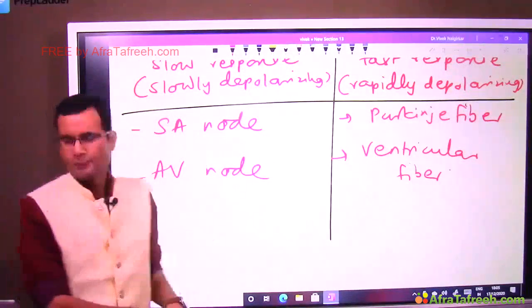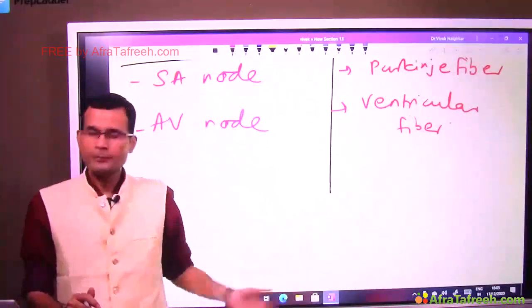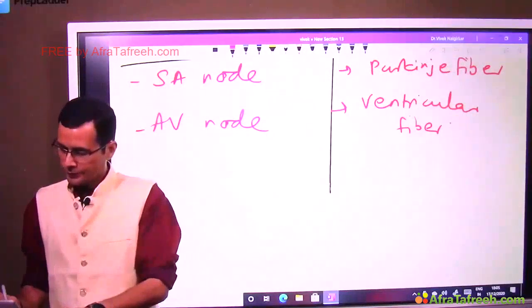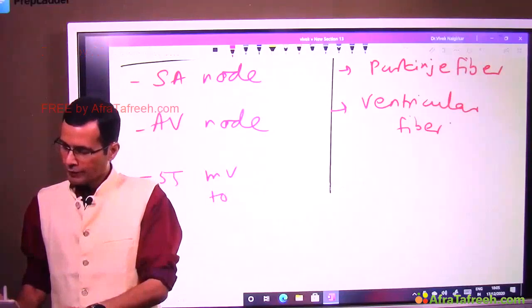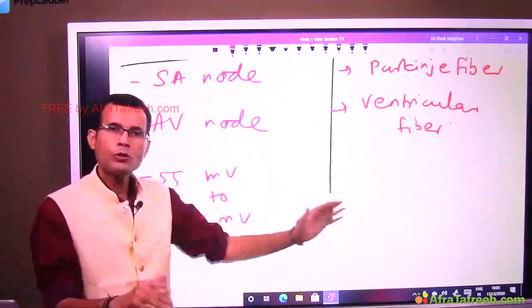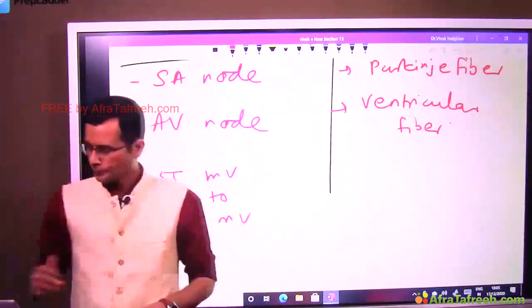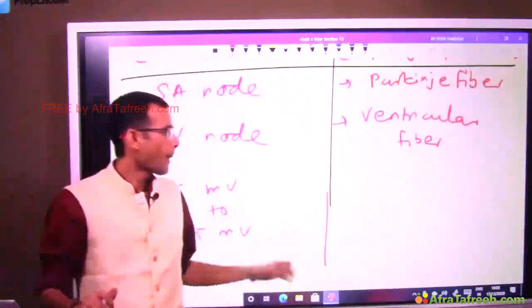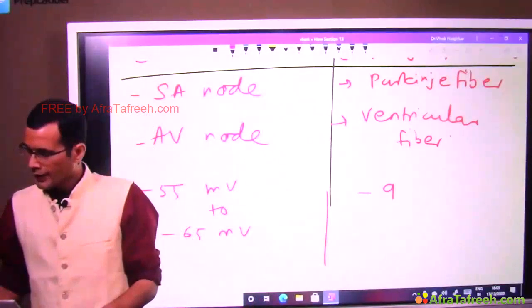What is the difference? The slow response type cells have an RMP that is less negative, minus 55 to minus 65 millivolts, and they can reach the threshold easily because it's very close to threshold. Whereas fast response type cells have an RMP that is more negative, minus 90 millivolts.